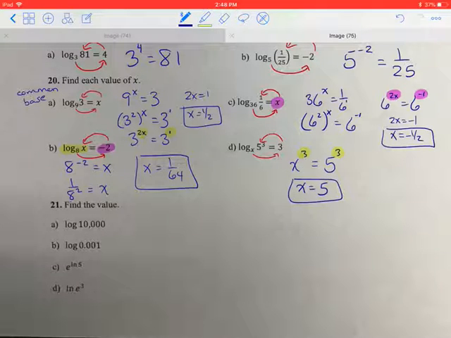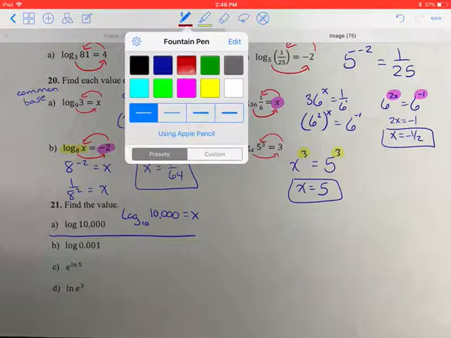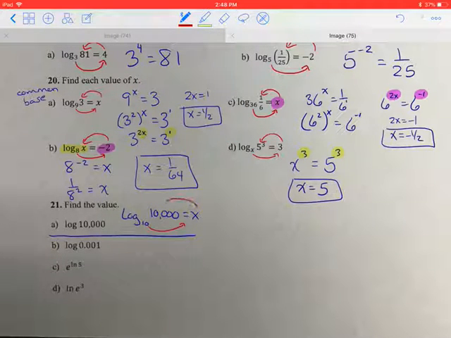Alright, so now let's look at 21. Sometimes people don't like these because there's not enough stuff written. They want something in all 3 places. So I could take a and I could rewrite it. So first of all, if I don't see a base, I know it's a 10. So I'm going to go ahead and write a 10 in there. And if I want to evaluate it, if you want, you can just set it equal to x. Alright, so then when I go to exponent form, I get 10 to the x equals 10,000.